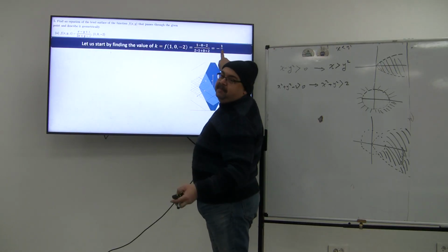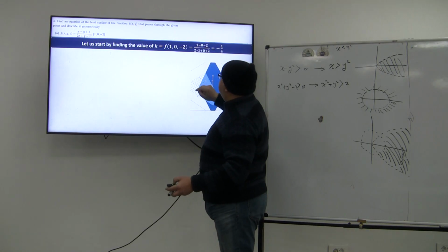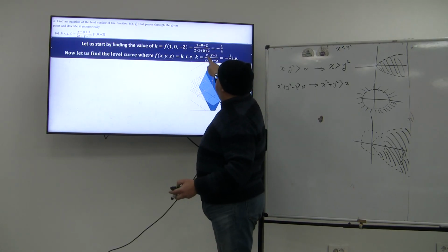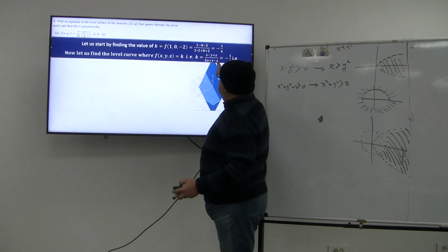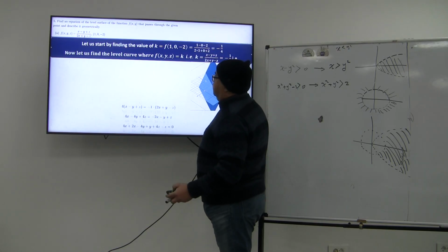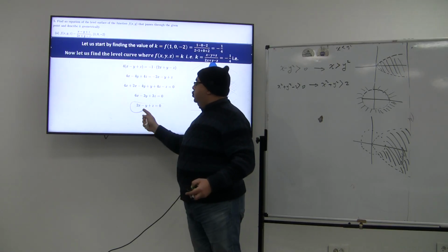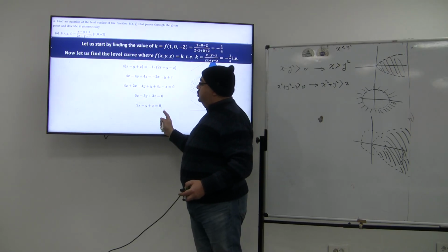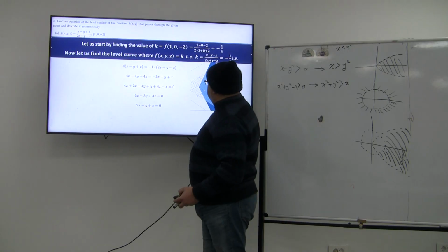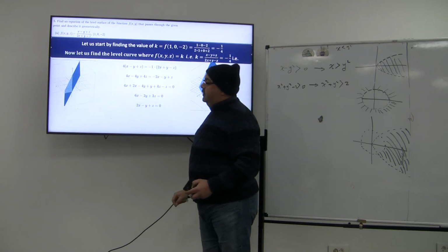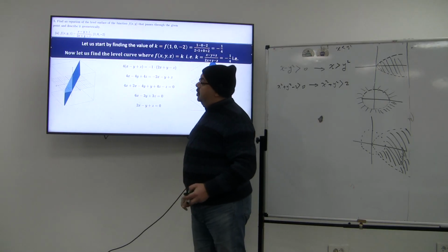I will start my problem. I will set -1/4 equal to my function, which is (x minus y plus z) divided by (2x plus y minus z). Make a cross multiplication and try to solve this equation. You will get 2x minus y plus z equal to 0, which is the equation of a plane passing through the origin. This is your level.